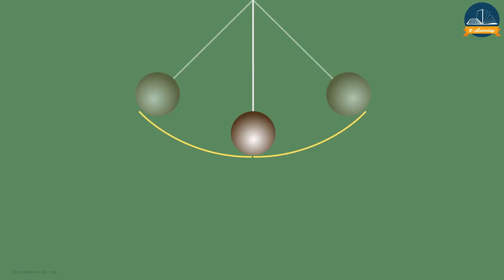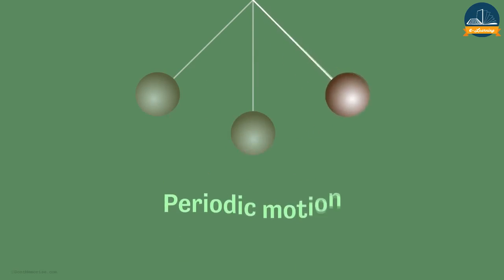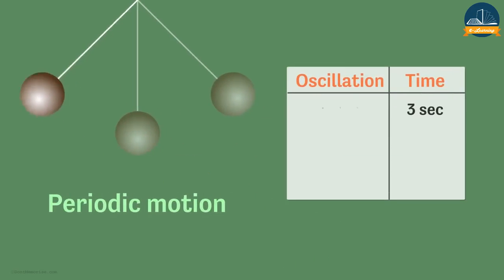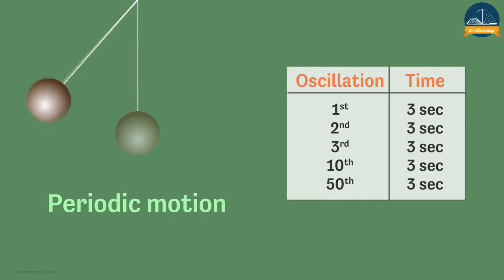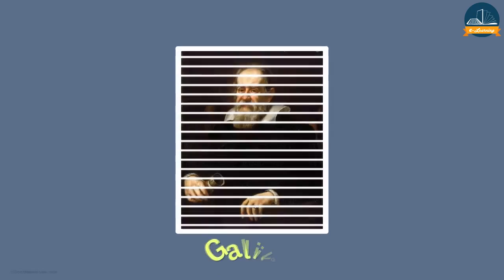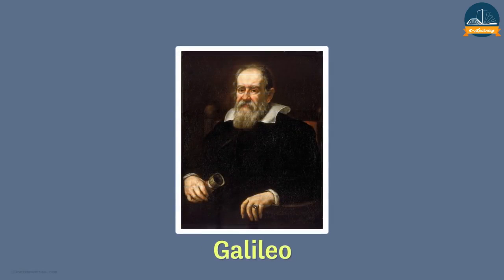Such a type of motion is called periodic motion. It means if a bob takes 3 seconds to complete the first oscillation, then it will take 3 seconds to complete the second, the third, the 10th or the 50th oscillation as well. This property of a simple pendulum makes it the best timekeeper. This property was first observed by Galileo in the 17th century.